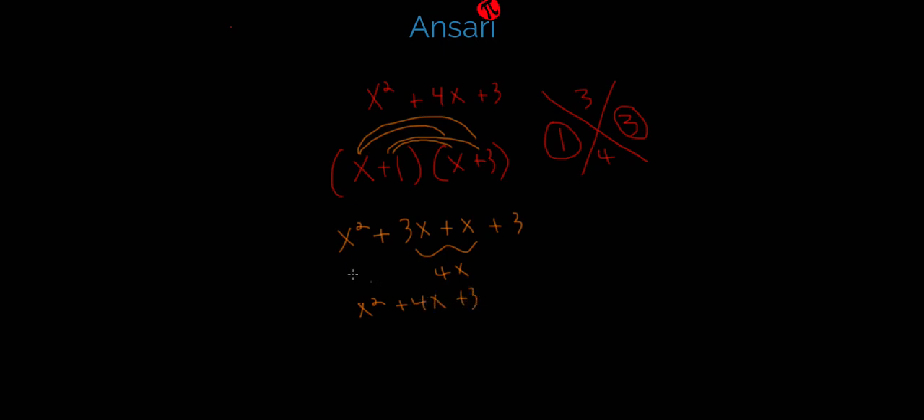And if you notice, what we found right there is indeed the same exact equation that we had right there. So this factored version should yield the same thing as it's multiplied, and in this case it does. So that's how you check your work, and this right here is how you factor using the x method.